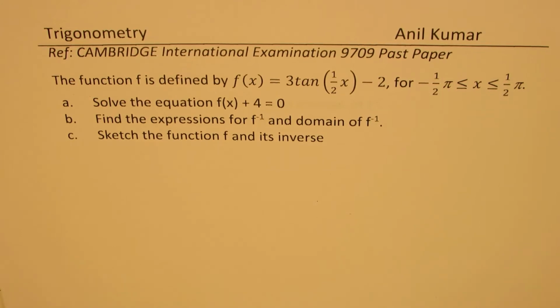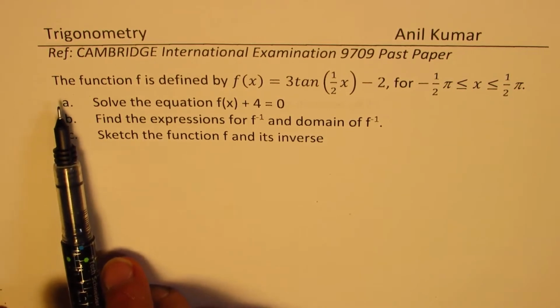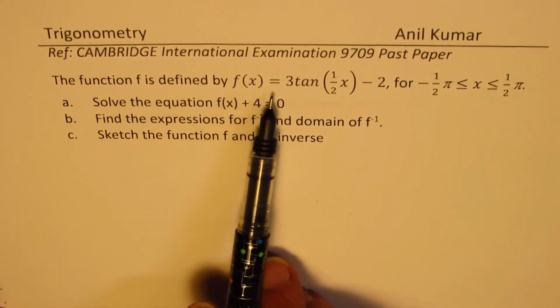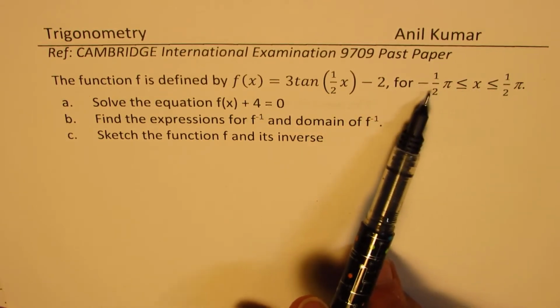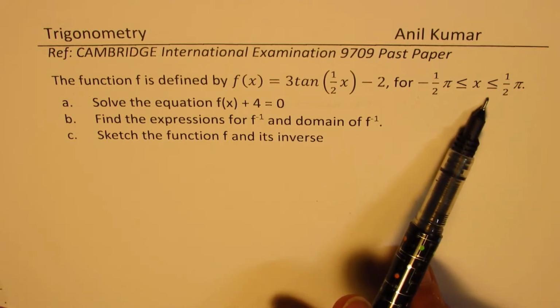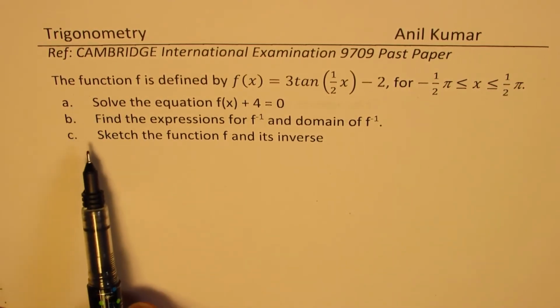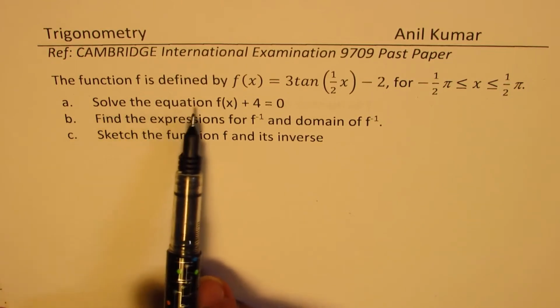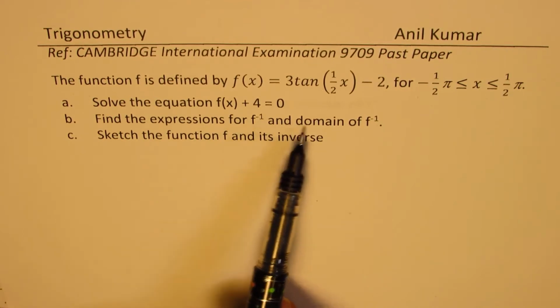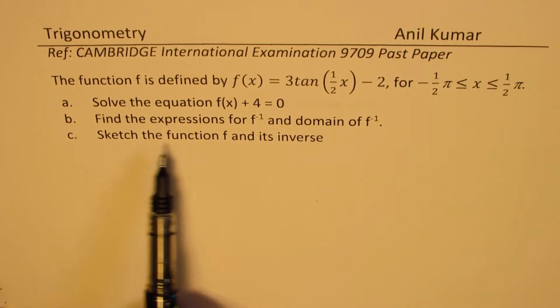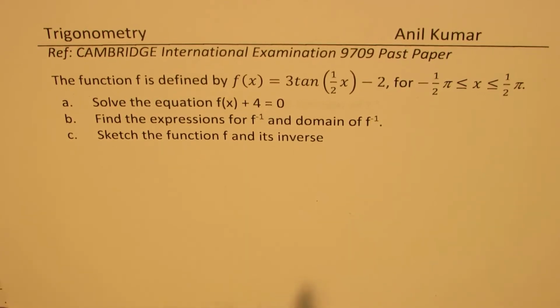Here is a very interesting question which had been there a couple of years back. The function f is defined by f of x equals 3 tan half x minus 2 for x greater than or equal to minus pi by 2 and x less than or equal to pi by 2. Three parts of this question are: solve the equation f of x plus 4 equals 0, find the expression for f inverse and domain of f inverse, sketch the function f and its inverse. You can always pause the video, answer the question, and then look into my suggestions.